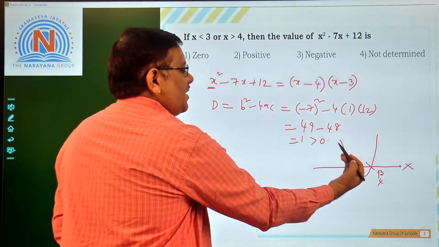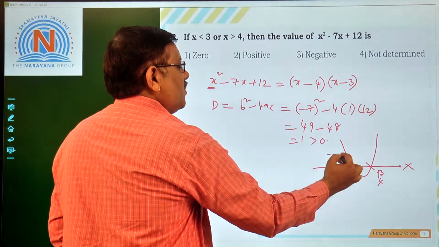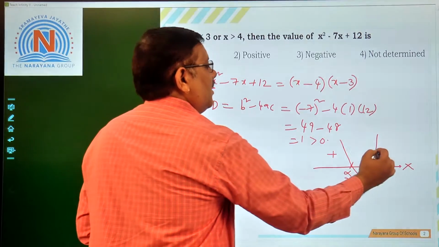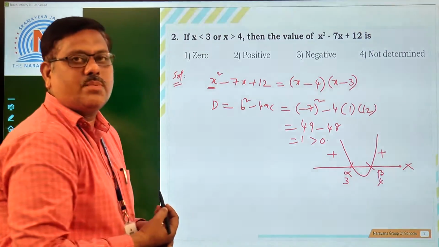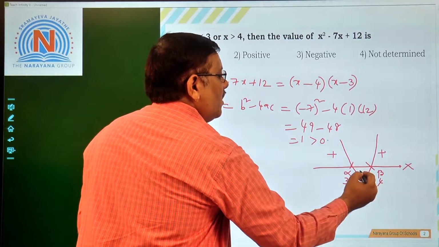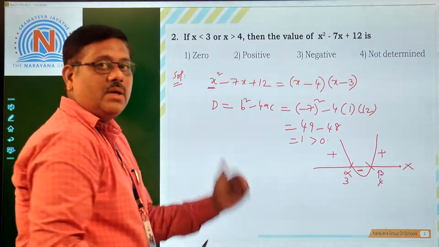Here if you observe, if it is less than 3, the expression value is positive because it is above the x-axis. If it is more than 4, even there the expression value is positive because it is above the x-axis. In between 3 and 4, the expression value is negative because it is below the x-axis.